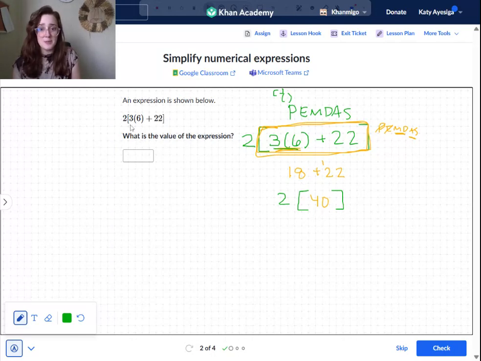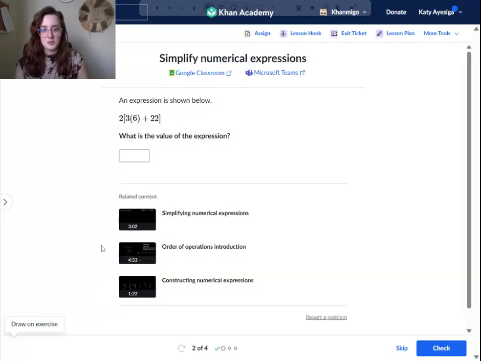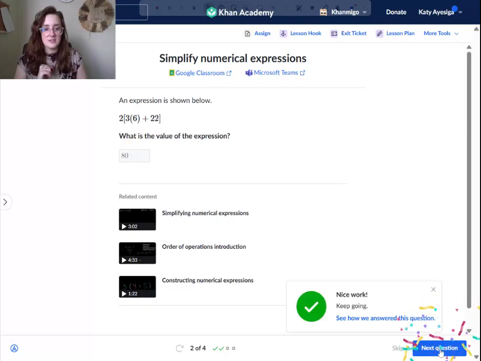And our last step, remember when there's a term outside of parentheses or outside of brackets, it's implying that we are multiplying. So this is going to be 40 times 2, which should give us 80. All right, and we'll try that. 80. And check.